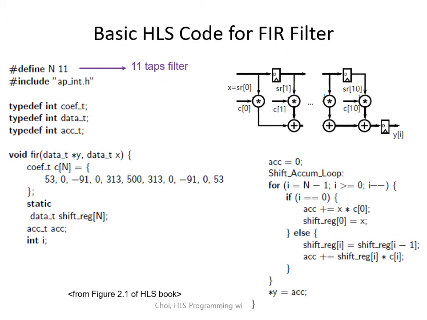This is the basic HLS code for the FIR filter. This part of the code goes after this part of the code. First, you can see that this is an 11-tap filter, and this code uses typedef to make it easier to change types. But for now, you can think that all the variables are int type.